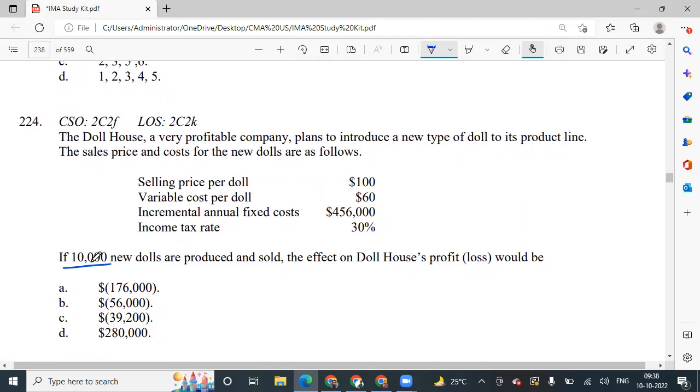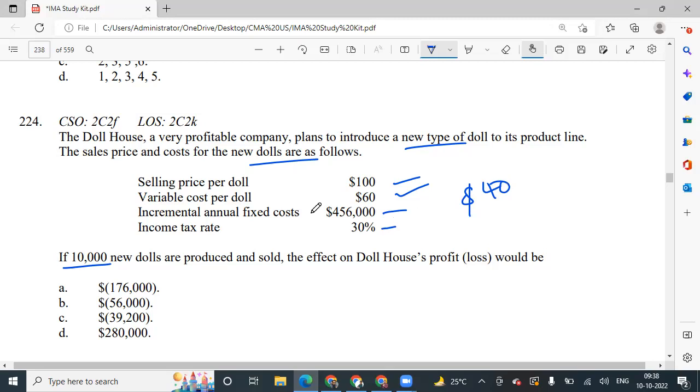Now, if 10,000 new dolls are produced and sold, the effect on Dollhouse profit or loss would be. Okay, let's see. The Dollhouse, a very profitable company, plans to introduce a new type of doll to its product line. The sales price and cost of the new dolls are as follows. $100 per doll is the sale price. Variable cost is $60 per doll. So the contribution is going to be $40 per doll. And the incremental fixed cost is $456,000 and the income tax rate is 30%.